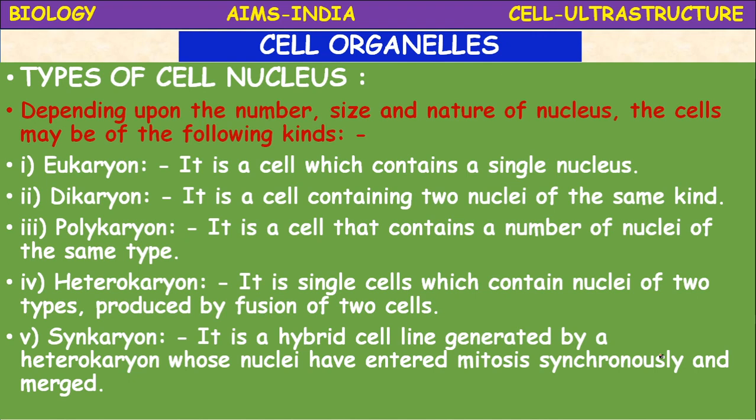Okay, children, till now, what are the different types of nuclei? Just to name: eukaryon, dikaryon, polykaryon, heterokaryon. Okay, and the final one is synkaryon.